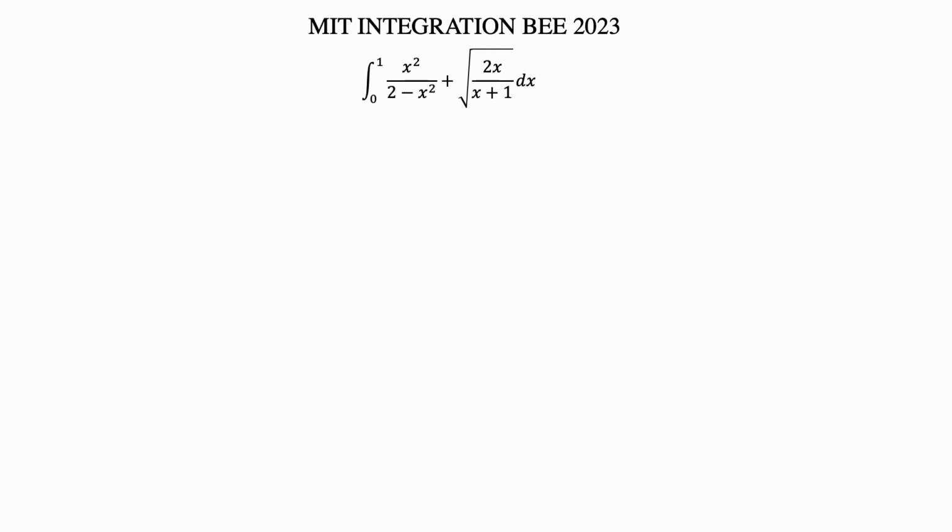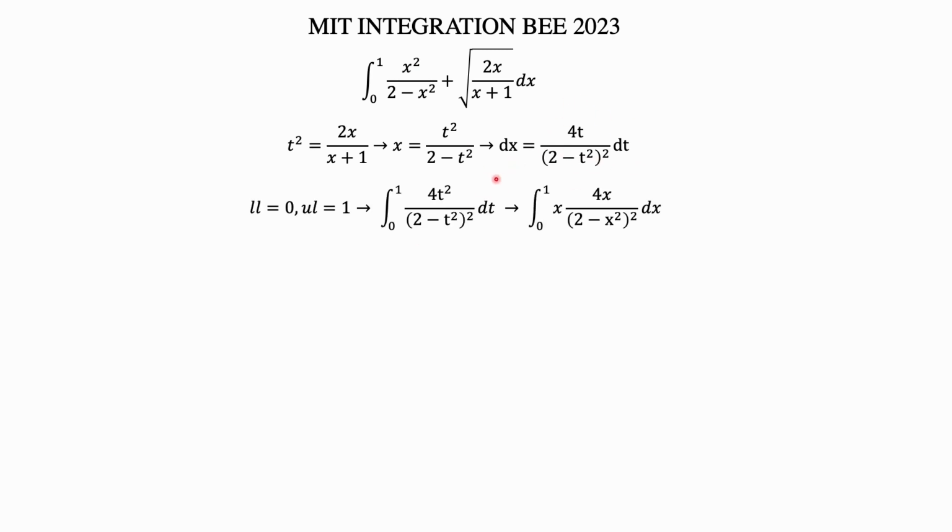Okay, so let's do this MIT Integration Bee 2023 problem. You have a summation of these two functions. One thing I will try to do is take a substitution. When I take t squared as my substitution, and when I try to simplify this expression, I get x. So one thing you want to look at, this function resembles this function. It's just the variable is changed. When I take the derivative of this, I get this function.